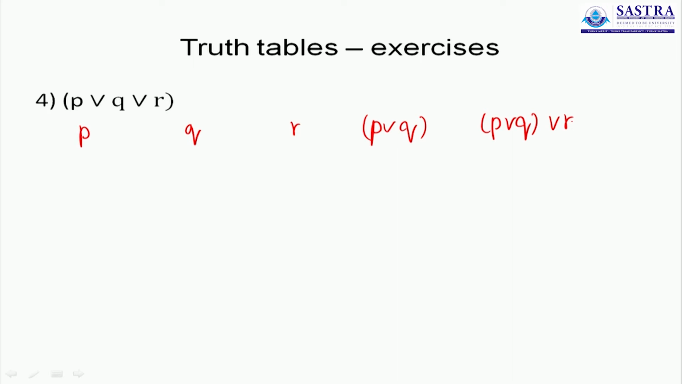How are we going to complete this table? Let's write down the same thing. We'll write down one set of values for P and Q and then repeat it again for different values of R.